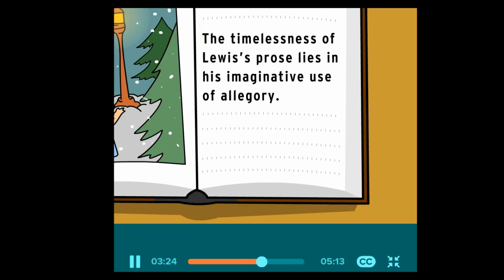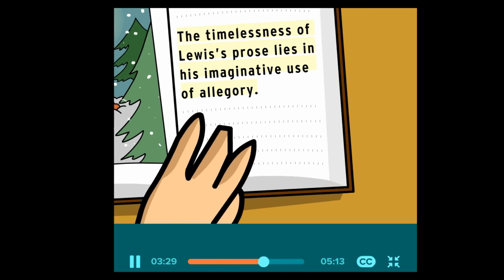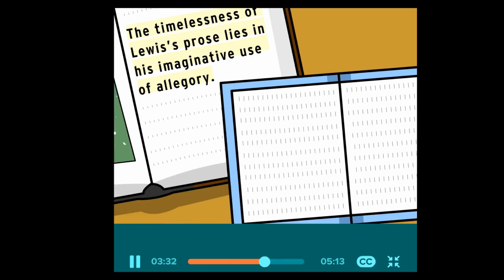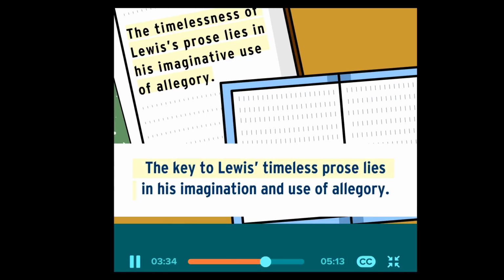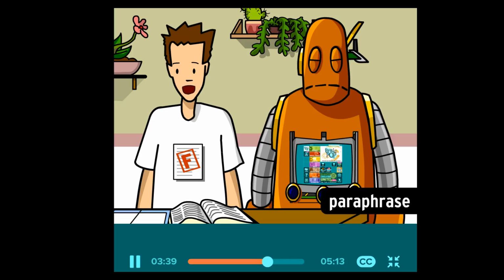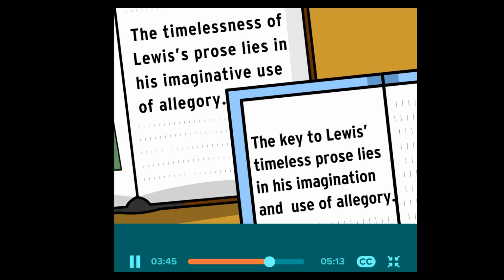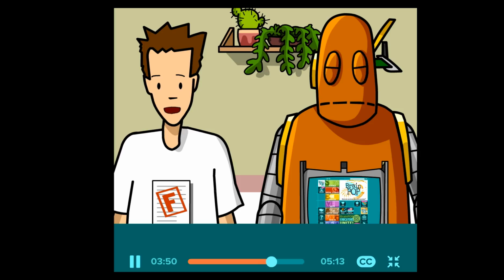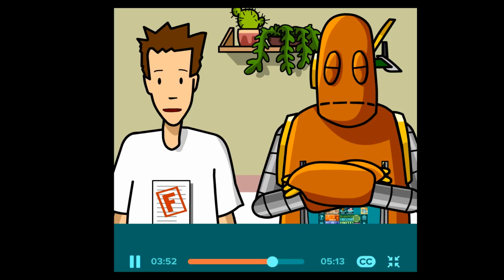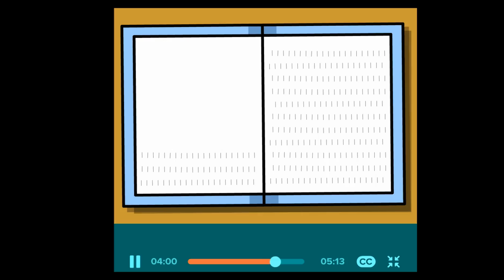See, the source sentence was, "The timelessness of Lewis's prose lies in his imaginative use of allegory." And you wrote, "The key to Lewis's timeless prose lies in his imagination and use of allegory." You didn't really paraphrase the material or put it into your own words. You just rearranged the sentence. You used a lot of the same words, and some of them are pretty fancy. I bet you don't even know what allegory means. If you can't explain something from your own paper without looking at your notes, you probably need to do a better job of paraphrasing. Now, how about this instead?